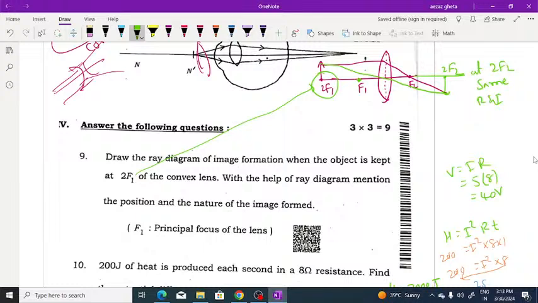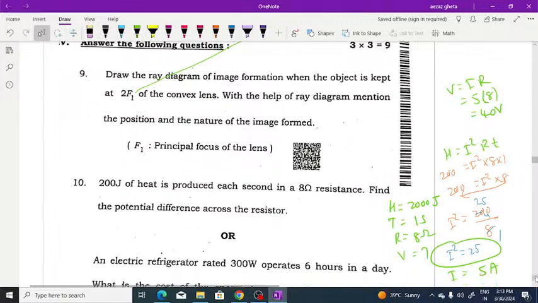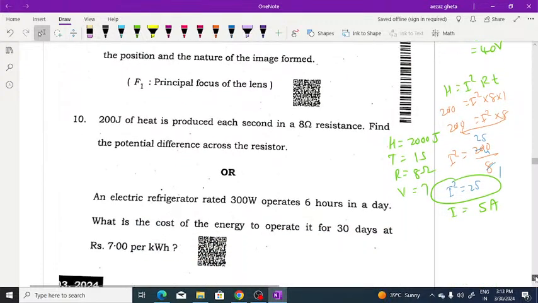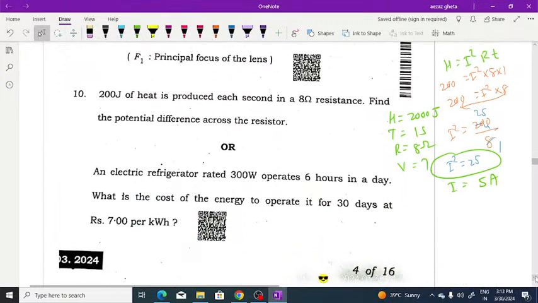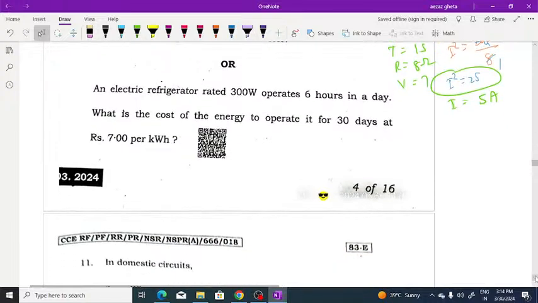Okay, done. This is over. How many students got the right answer? How many students will get the tenth one? That is for 2 marks, I think. The answer is 40 volt. How many students got 40 volt? Some students did this.